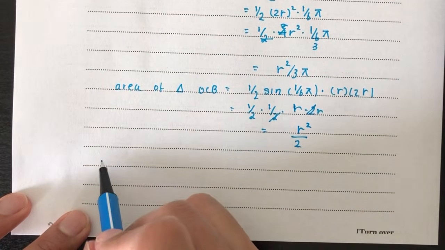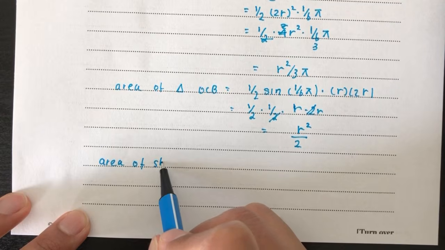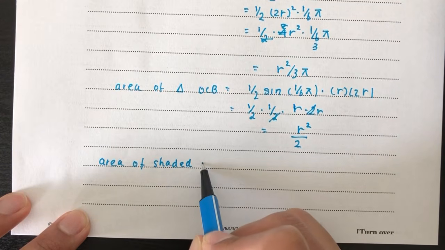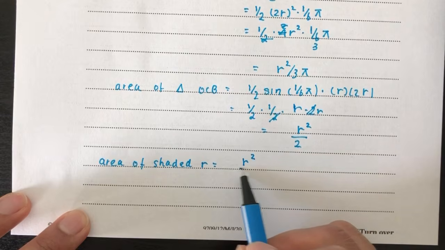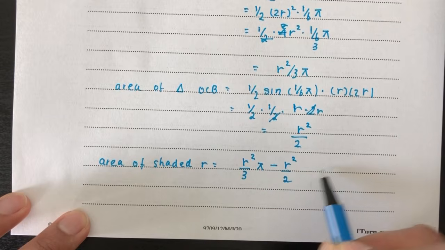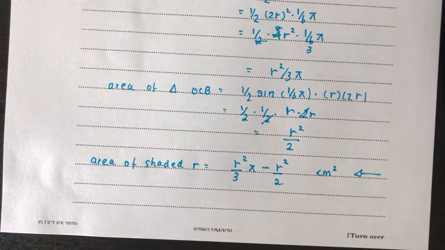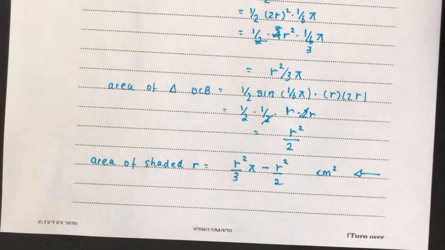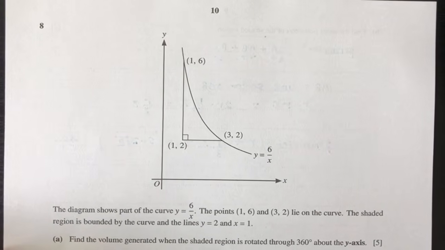So the exact area of the shaded region is equal to the area of sector, which is r squared over 3 pi, minus r squared over 2 centimeter square, and this is your answer for part C. And this is question number 7. Okay, so let's move on to question number 8.